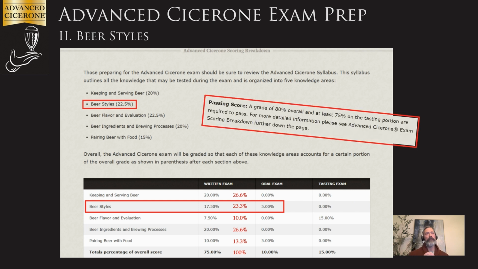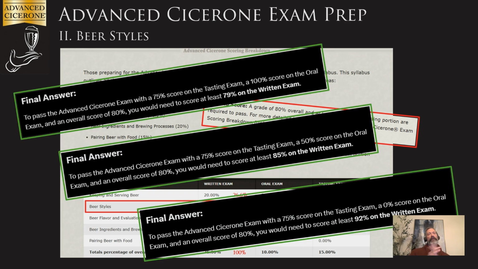And so basically, let's talk about why this matters. For a passing score of the Advanced Cicerone exam across the whole board, you have to have 80% overall and at least 75% on the tasting portion. So let's dig a little further into that. What does that mean? For me, knowing I'm not the strongest on the tasting exam side of things, I had to take that exam twice for level 2. Let's just assume I'm going to pass that one with 75%.